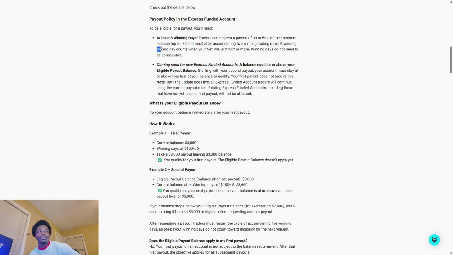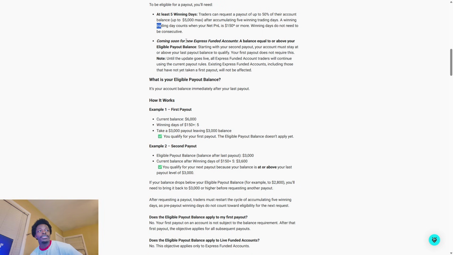So yeah, everything's normal. Everything's still the same. 5 days, $150 per day, and you get your payout. But this is the new thing that they're adding. So coming soon for new Express accounts, a balance equal or above to your eligible payout balance. I can go over an example for you, but it's not implemented just yet. Until the update goes live, all Express funded account traders will continue using the current payout rules. Existing Express funded accounts, including those that have not yet taken a first payout, will not be affected. So there you go on that.